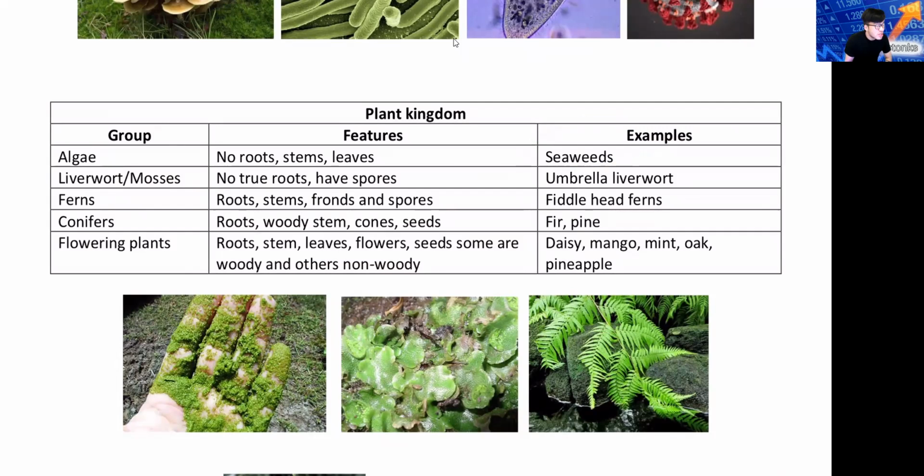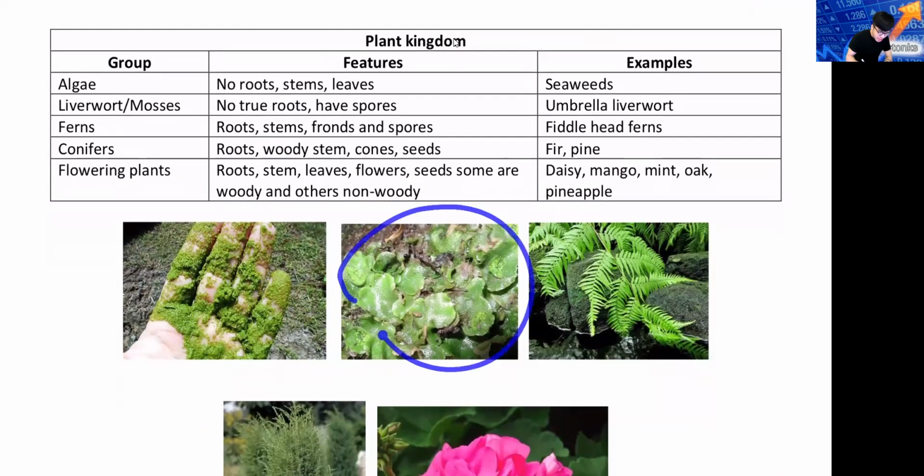And of course, the next one, liverwort or mosses, are slightly more complicated. It's just that they have no true root. Yes, they have tiny roots, but no true root. They have stem and they have leaves as well. That's why they look like this. The root is really small and they have spores. Just in case you don't know, mosses reproduce using spores. Spore is 孢子. You know it, right?